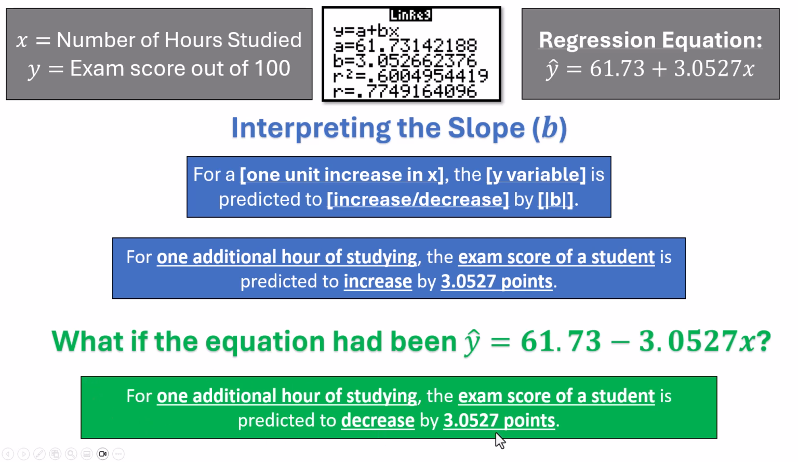Now, this interpretation probably wouldn't make a lot of sense. This probably wouldn't be our equation, because it doesn't make sense for more studying to lead to a lower score. But theoretically, in many cases, you could have that negative correlation.